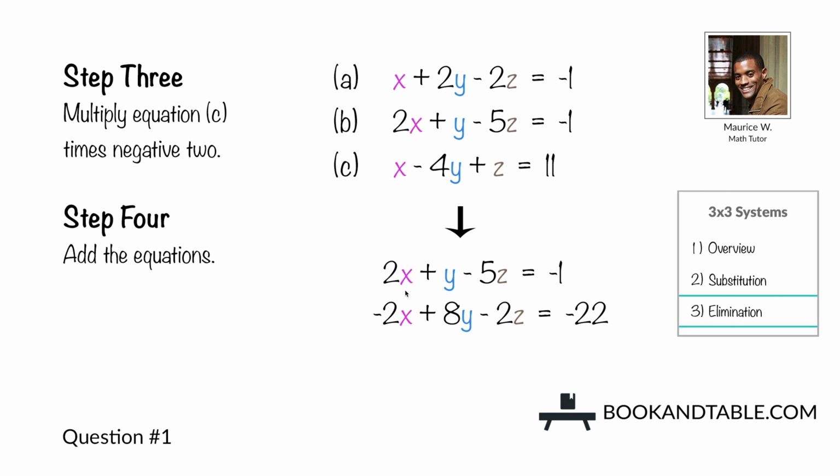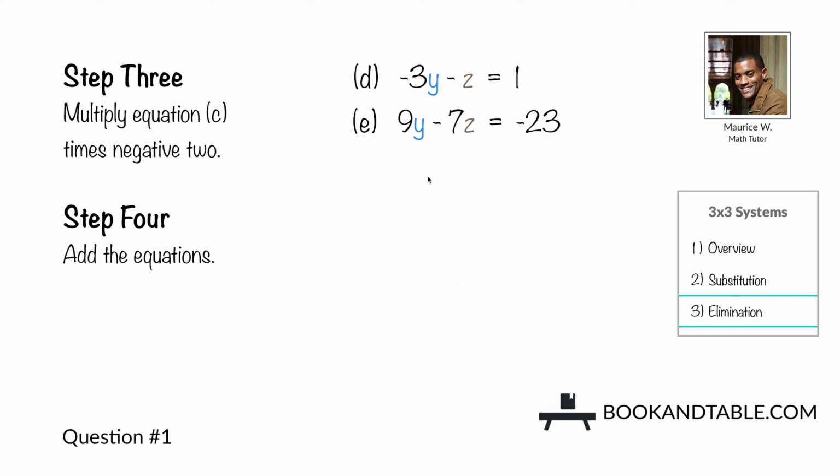So now we can eliminate our x by adding the equations, giving us y plus 8y, which is 9y. -5z minus 2z would be -7z. And -1 plus -22 is -23. So equation E is 9y minus 7z is equal to -23. So now we have the 2x2 system that we'll use to solve for y and z.